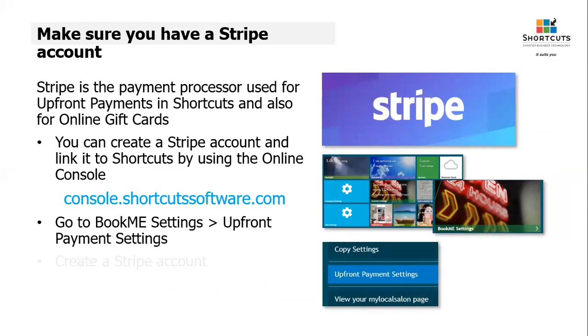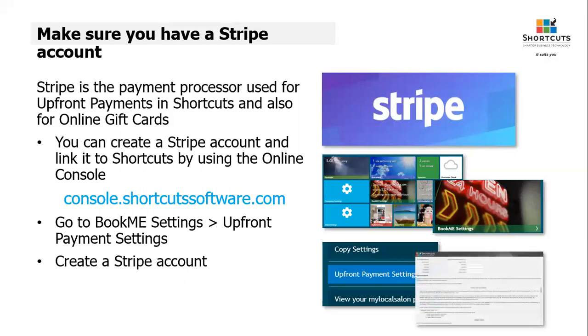As we can see, Stripe is the payment processor used for upfront payments in Shortcuts and also for online gift cards. So if you are using upfront payments within the Shortcuts system, you will already have your Stripe account linked, so you will not need to do this. But if you don't have a Stripe account, you will need to create one. You can just go onto Google and set up a Stripe account. Like I said, you can create a Stripe account and then link it to Shortcuts by using the online console.